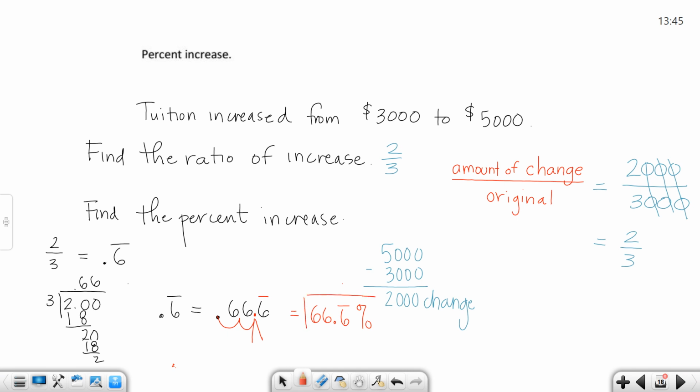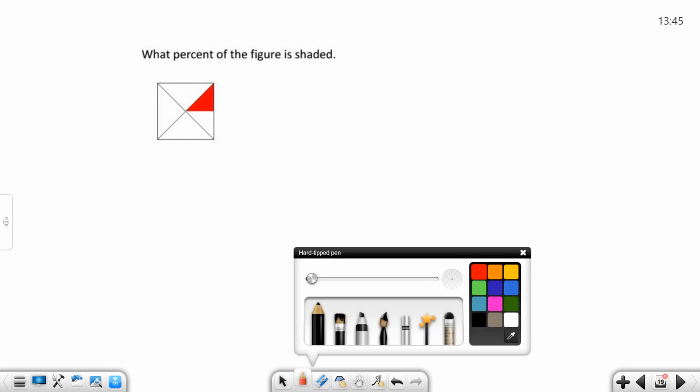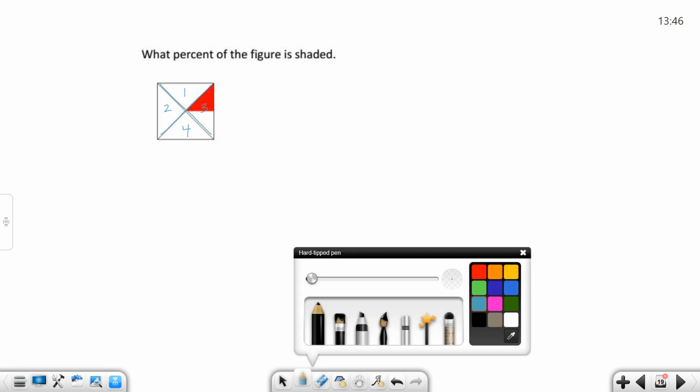And that's your percent increase, 66.6%. Okay, now they ask you what percent of the figure is shaded. Now, I see in this figure 1, 2, 3, 4 shaded regions. Now that doesn't really help me because I don't have a 1/4 completely shaded. So we could also think of it this way.